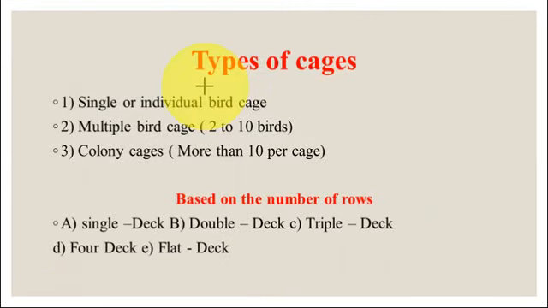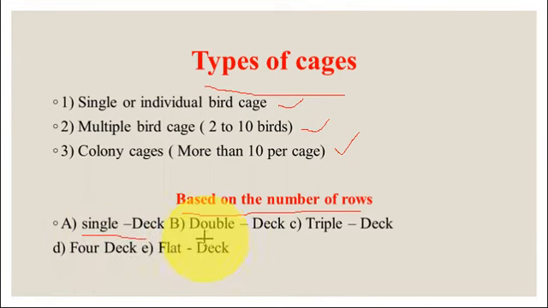Here, different types of cages are there: single or individual bird cage, multiple bird cage, colony cages. And next, based on the number of rows. If it is one row, single leg. If it is two rows, double leg. If three rows, triple leg. If it is four rows, four legs. If there is no horizontal arrangement, it is flat deck.